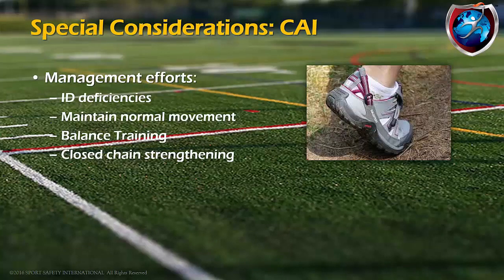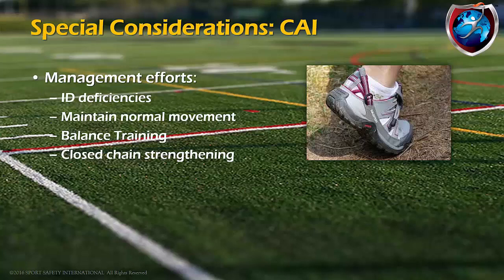Given the many deficits that have been linked to CAI, clinicians should focus their management efforts on restoring identified deficiencies while maintaining normal movement strategies. It has been reported that mobilization with movement techniques will enhance dorsiflexion range of motion in participants with a history of ankle sprains. Balance training, closed chain strengthening, and hopping have also been reported to decrease the repeat ankle sprains in those with CAI.